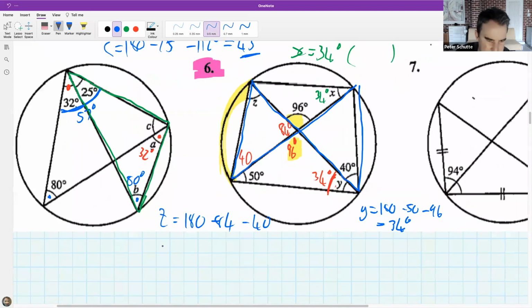And what did you get in the end for your answer? For Z, 56. 56. Okay, that's perfect. As long as that, yeah, we do get 56.